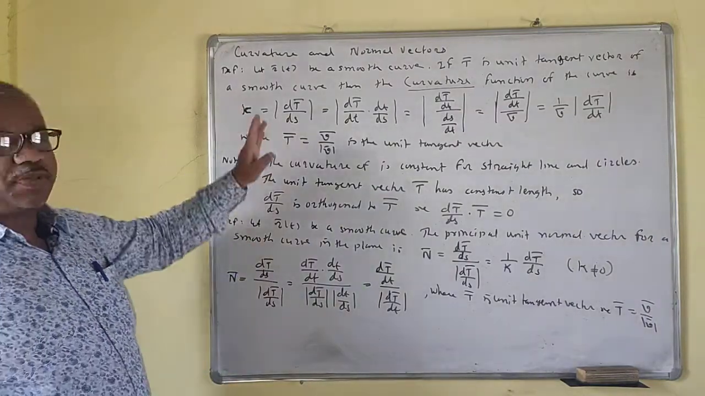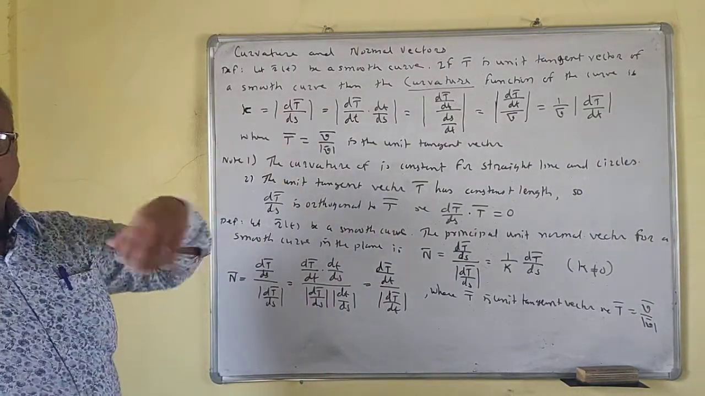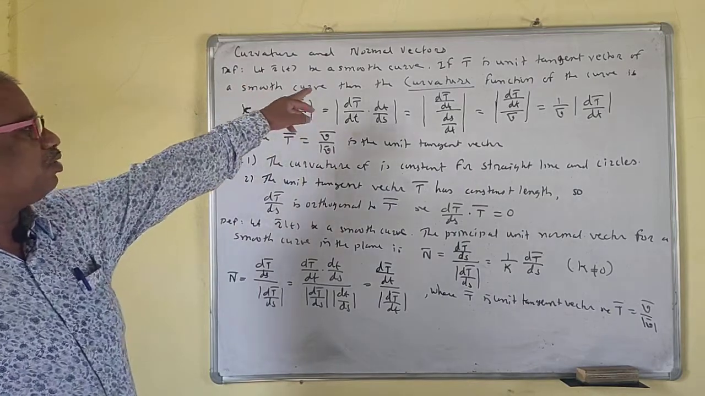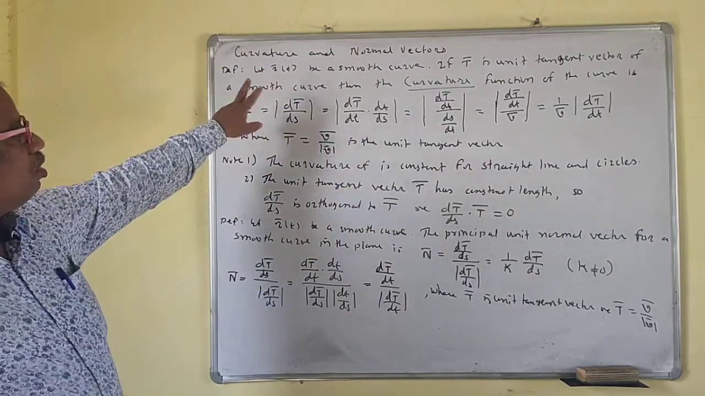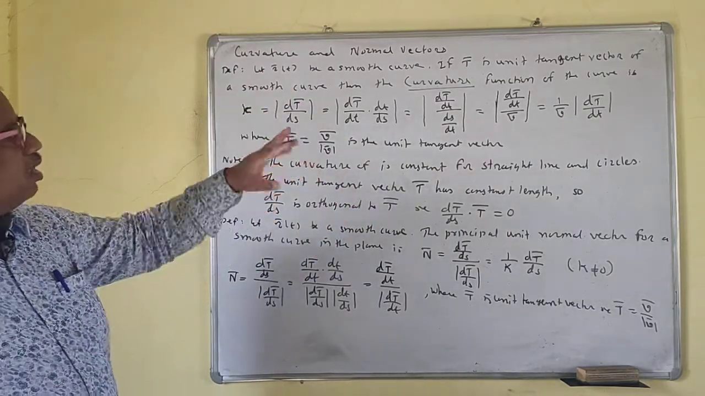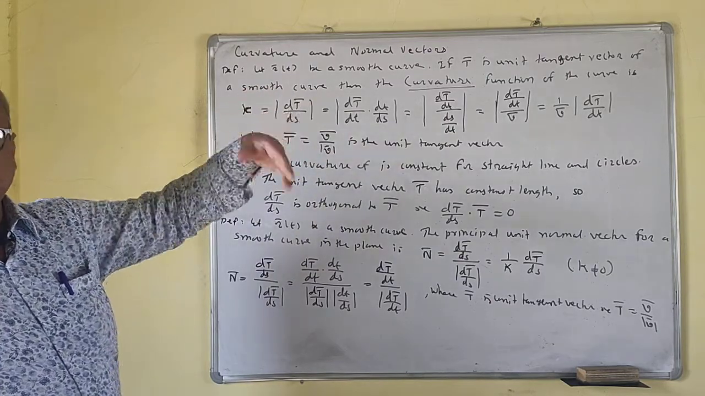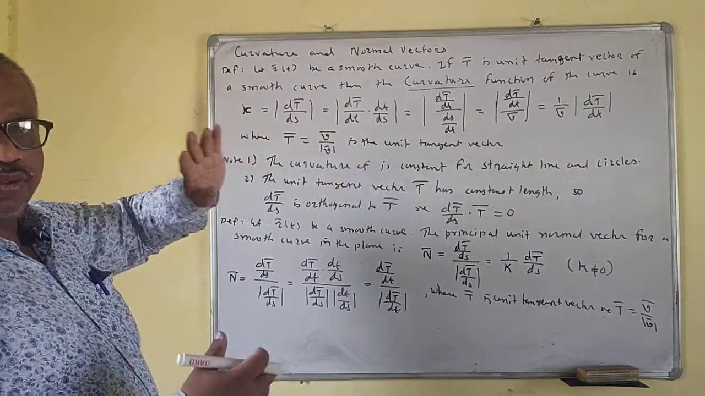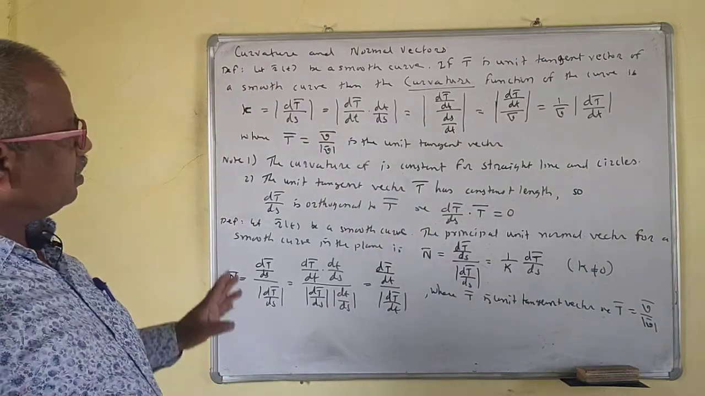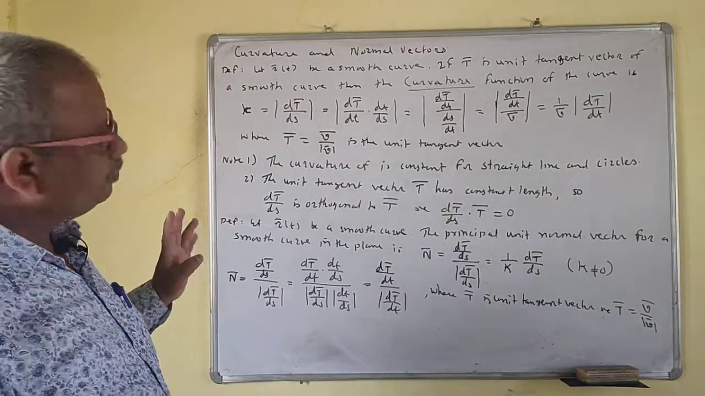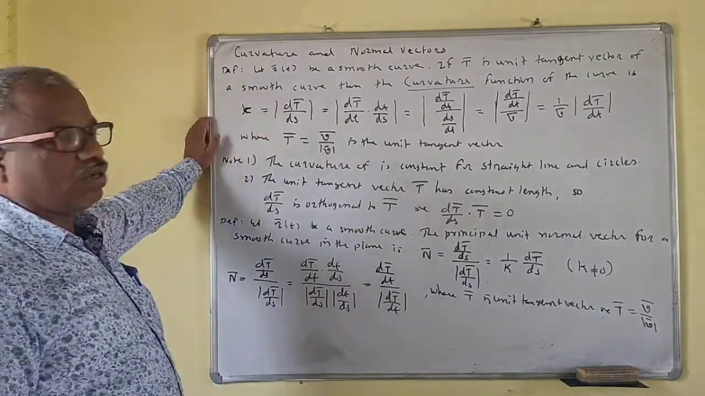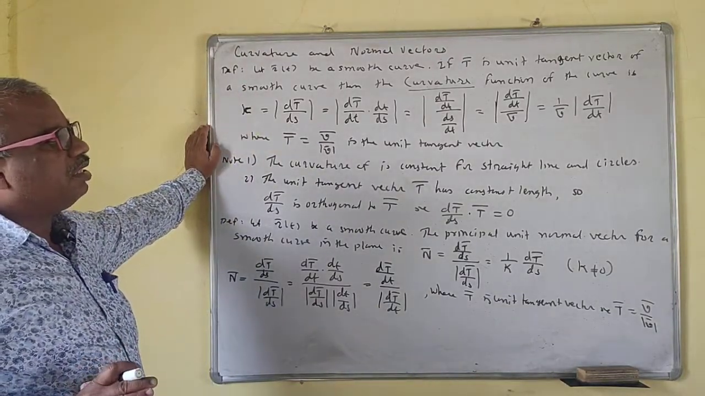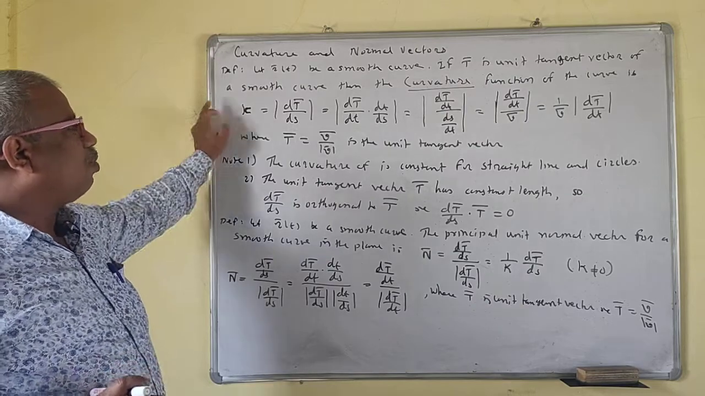If they want the curve in the plane, just say r bar is a smooth curve in the plane. If they want it in space, just say r bar is a smooth curve in space. That is enough. We have defined both the plane and the space, and all formulas are the same here. So let r bar be a smooth curve, and let T bar be the unit tangent vector of the smooth curve.